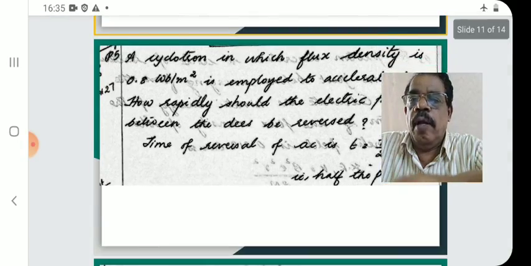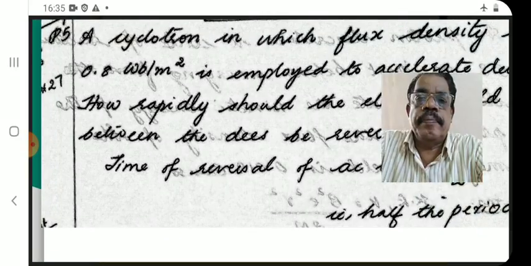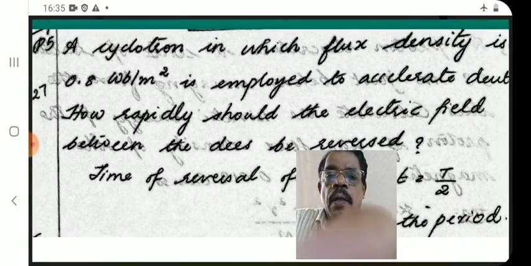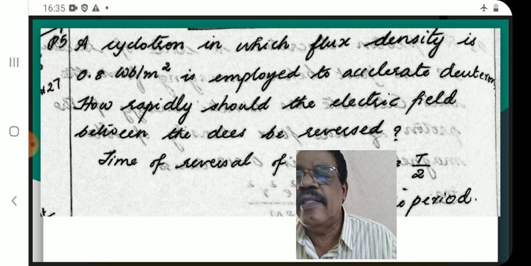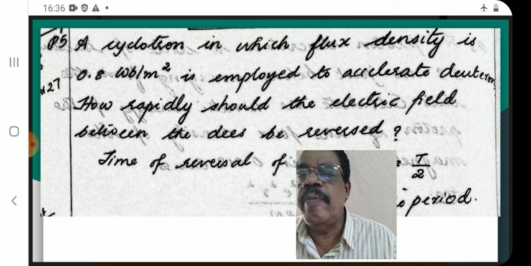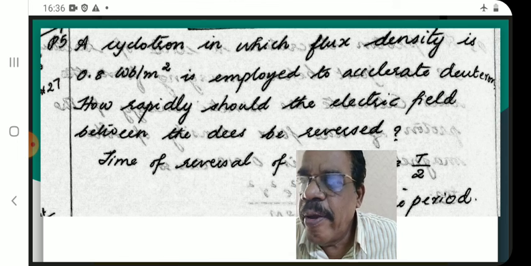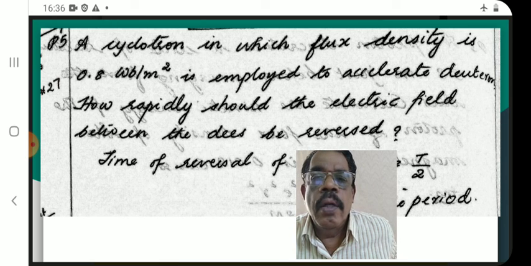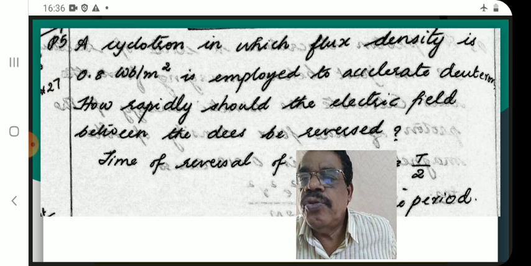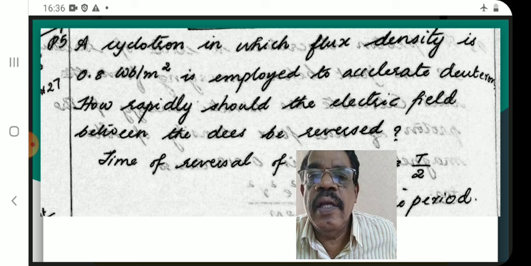Next problem. A cyclotron in which flux density is 0.8 Weber per meter square is employed to accelerate a deuteron. How rapidly should the electric field between the D's be reversed?